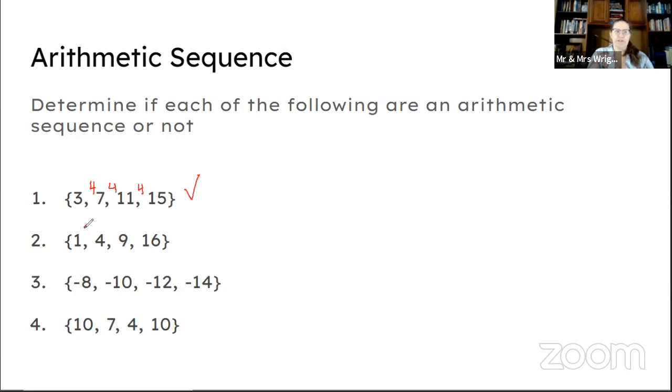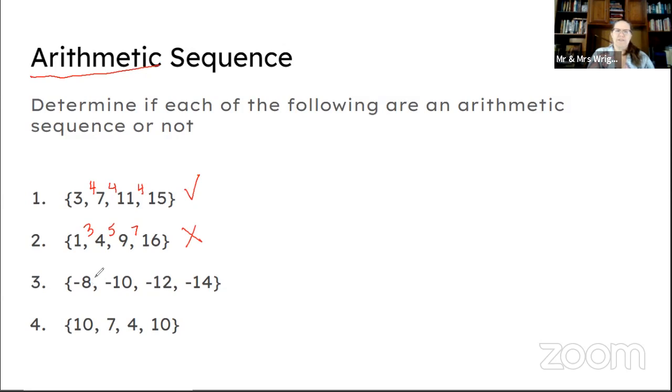Between 1 and 4 is 3. But if we added 3 more to 4, 4, 5, 6, that'd only be 7, not 9. So that's a difference of 5. And between 9 and 16 is a difference of 7. So this does not have a common difference. This is a sequence. It's not an arithmetic sequence. We'll get into those later.